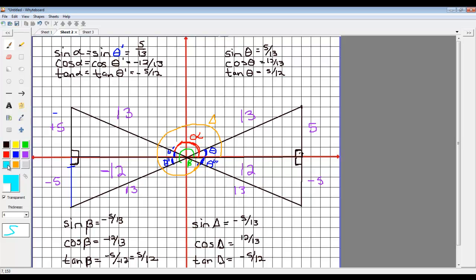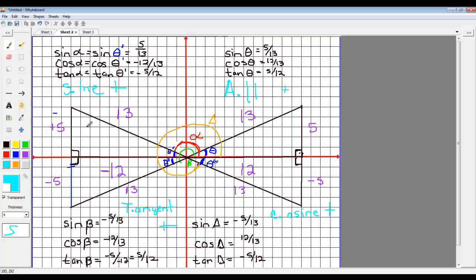Try to find a color I haven't used yet. In quadrant 1, notice that they are all positive. In quadrant 2, notice that sine is positive. In quadrant 3, notice that tangent is positive. And in quadrant 4, notice that cosine is positive.